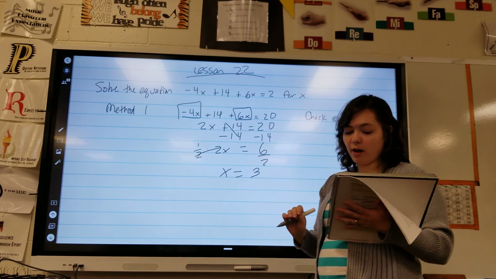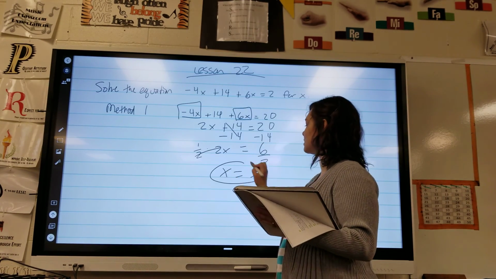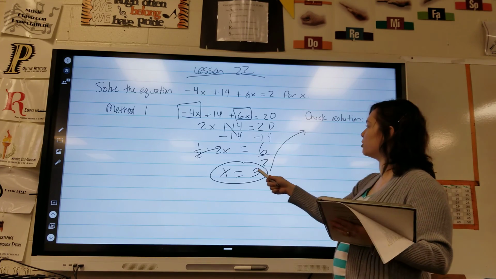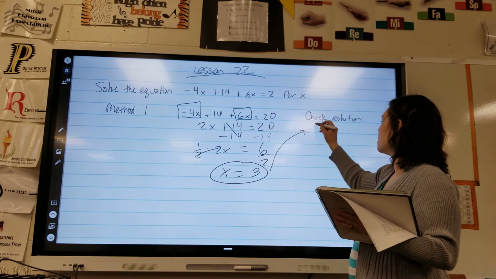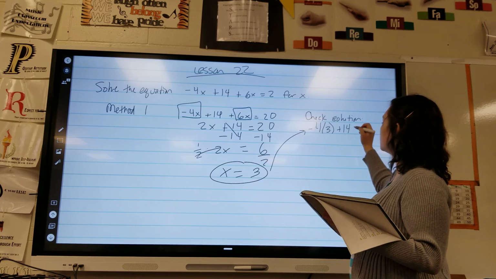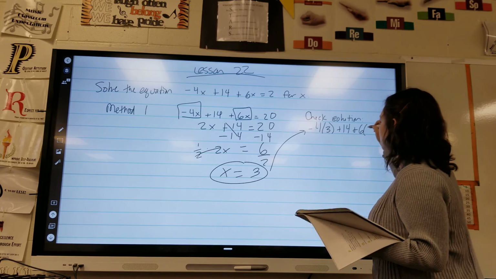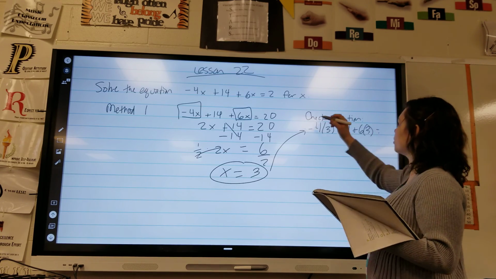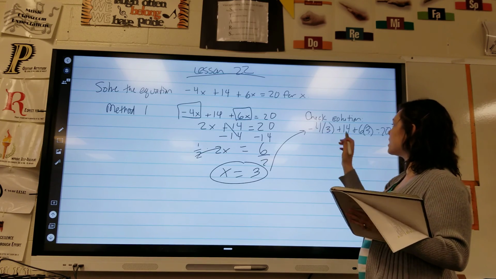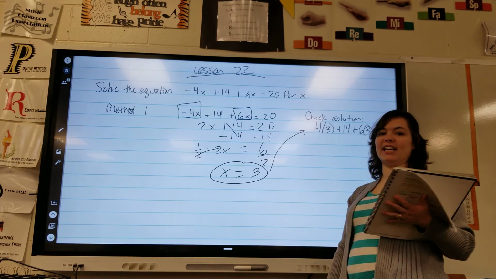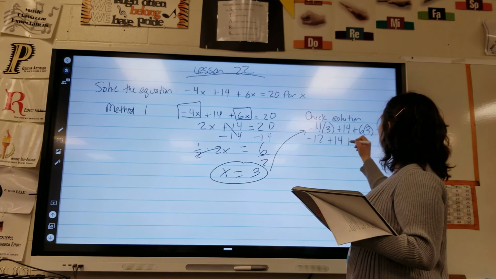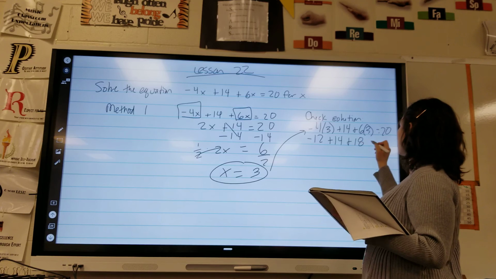Now, before we move on, we need to double check that x is equal to 3 works. So over here, we're going to check our solution. I'm going to put 3 in for every x I see. Negative 4 times 3 plus 14 plus 6 times 3 equal to 20. So negative 4 times 3, we're going to get a negative 12 plus 14 plus 6 times 3, which is 18.